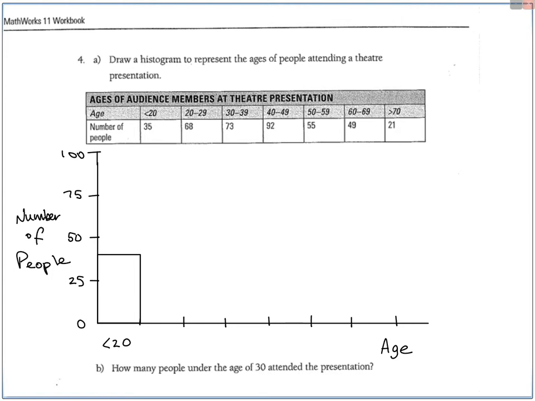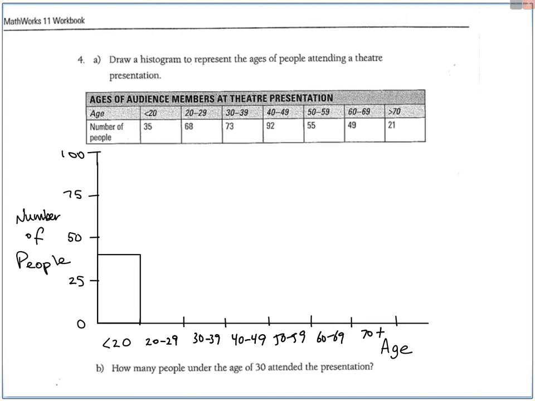Okay, and we need all the rectangles to be the same width. Okay, the next category, and so on. I would just jot in all my categories. 20 to 29, 30 to 39, 40 to 49, 50 to 59, 60 to 69, and then greater than 70, so 70 plus.